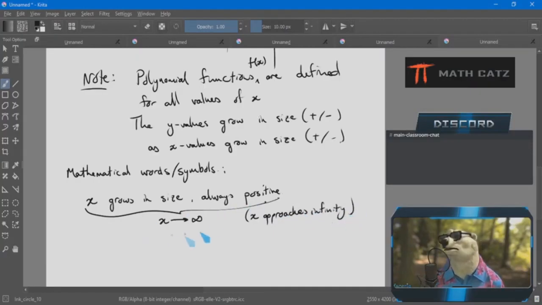But that is just a short way to represent the behavior of x values. It's a behavior that I'm trying to indicate. What am I looking at for the x values? They're growing and they're always positive. 10, 100, 1,000, million, getting bigger and bigger positive. So on the x-axis, I'm going to the right.